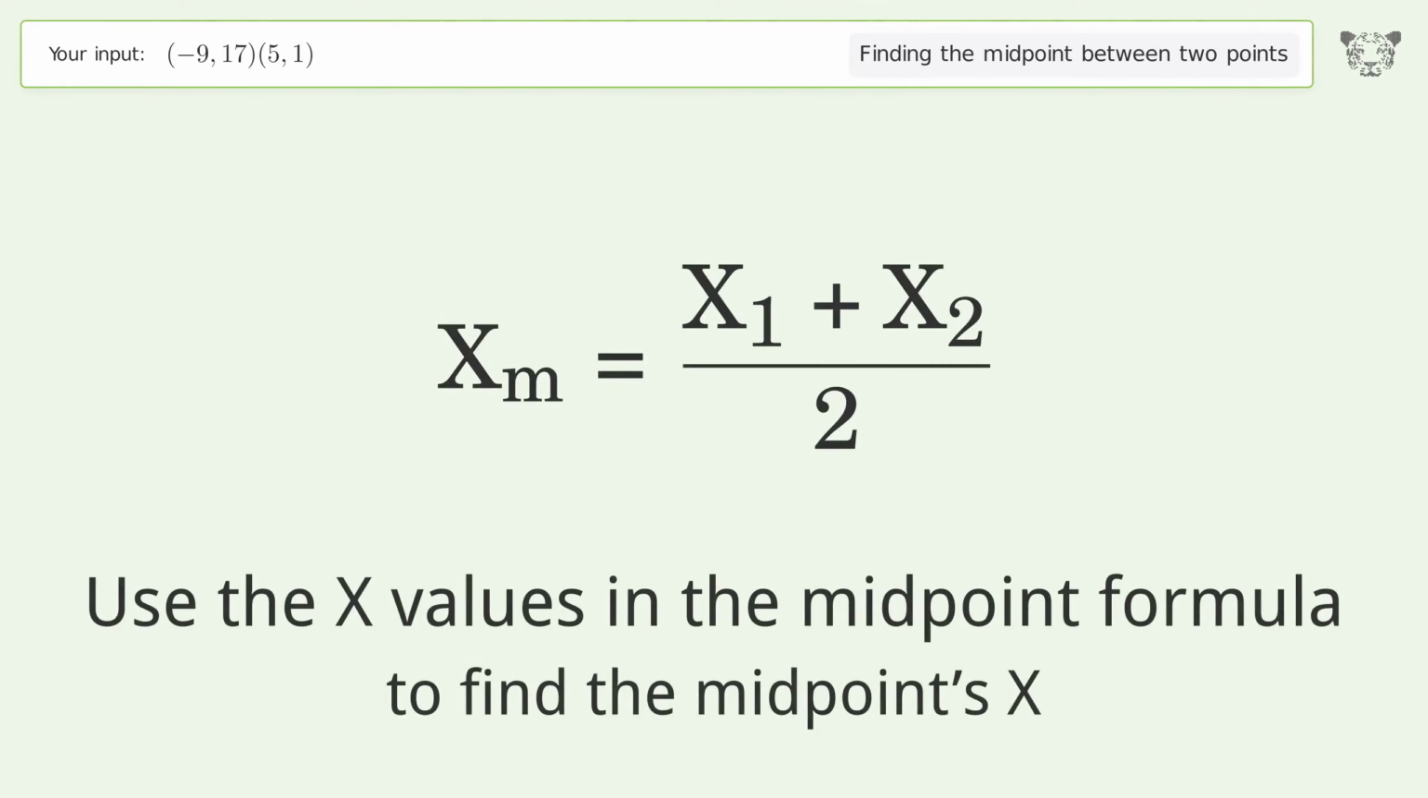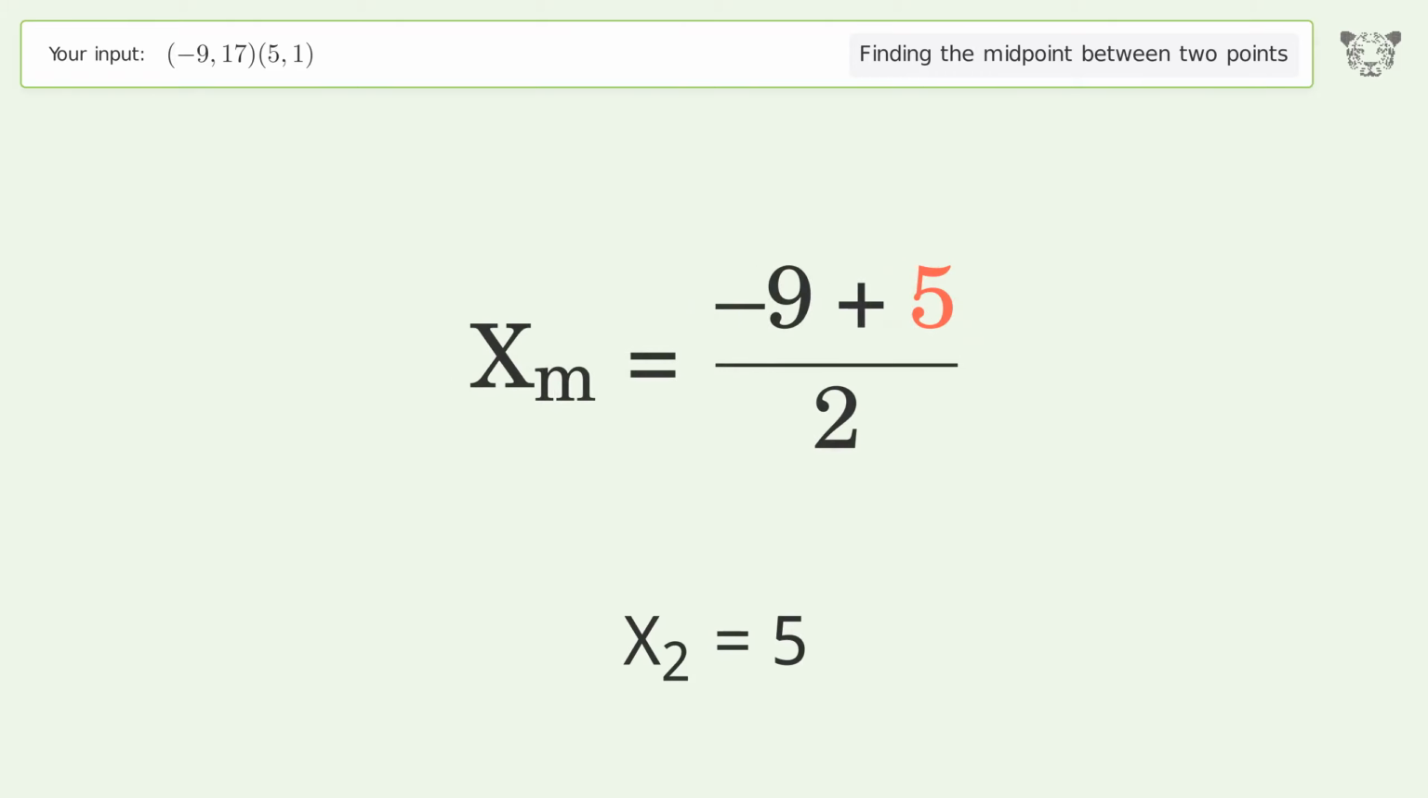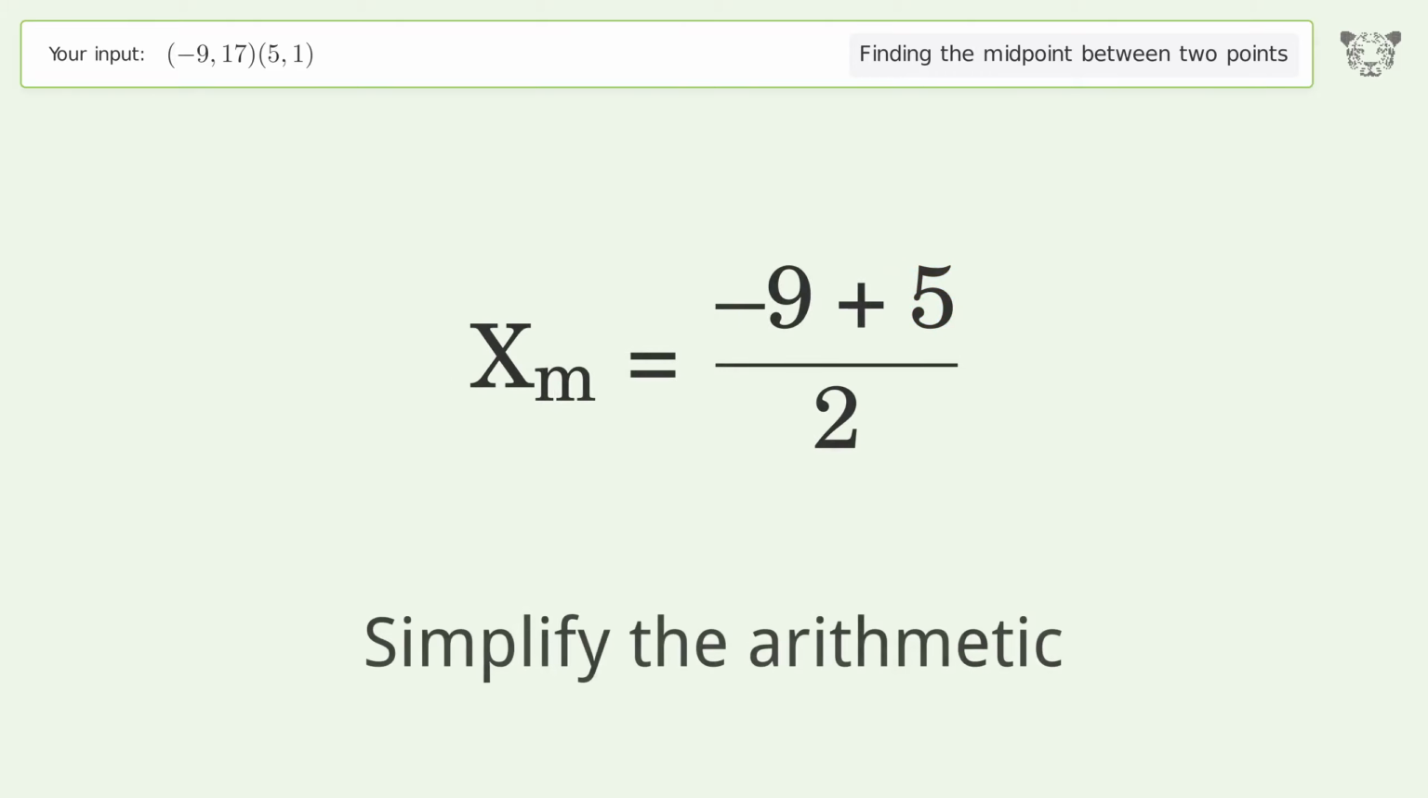Use the x values in the midpoint formula to find the midpoint's x. x1 equals -9, x2 equals 5. Simplify the arithmetic.